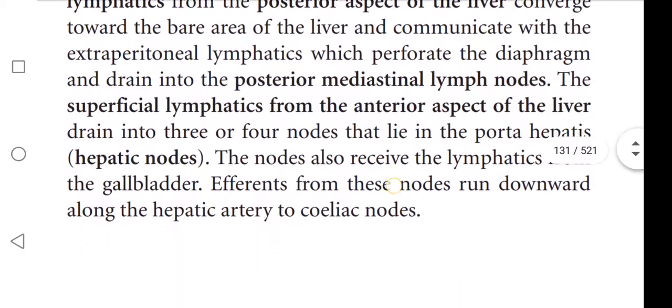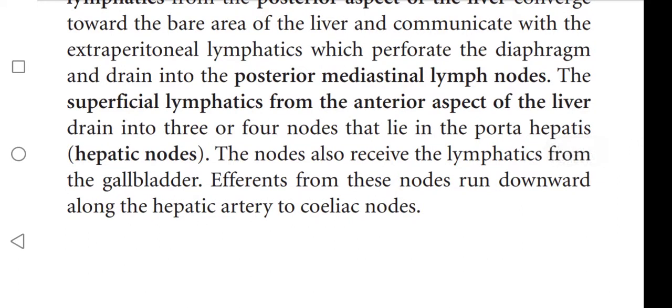Next, we talked about the superficial lymphatics from the posterior aspect of the liver. Now we are going to talk about the superficial lymphatics from the anterior aspect of the liver. They drain into three or four lymph nodes that lie in the porta hepatis, or hepatic nodes.